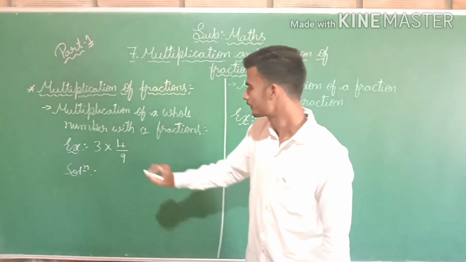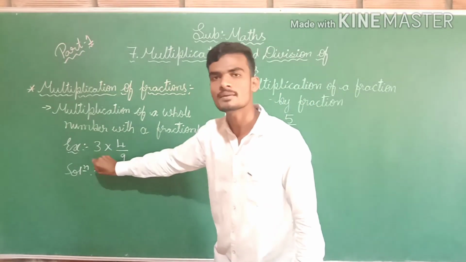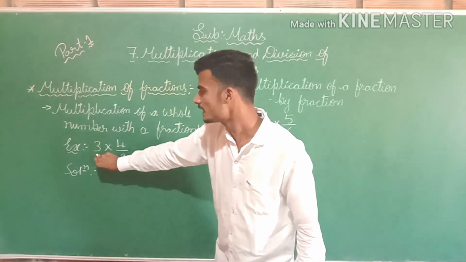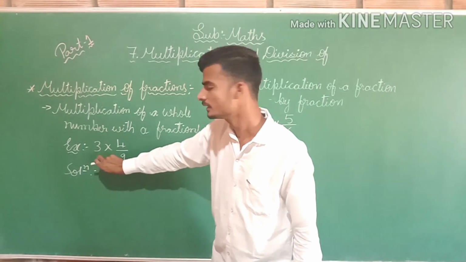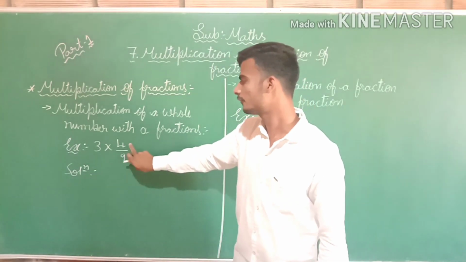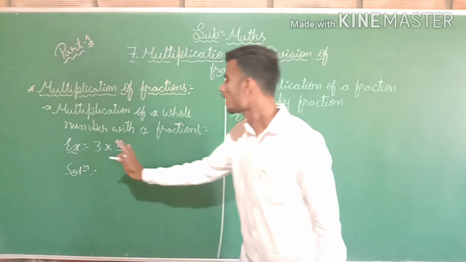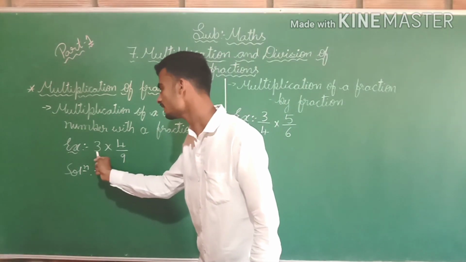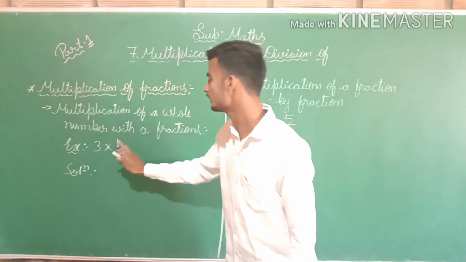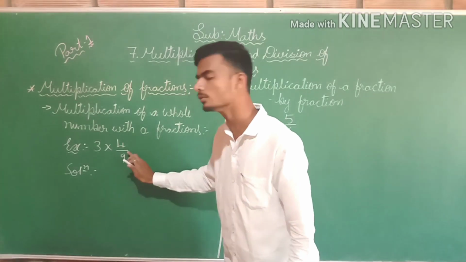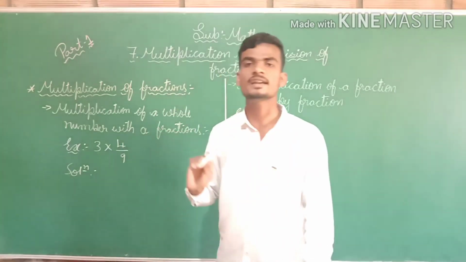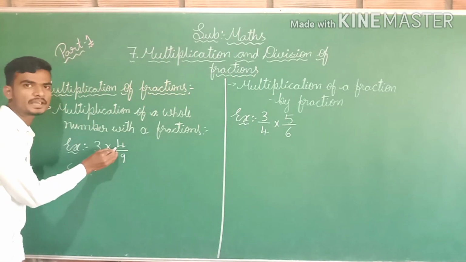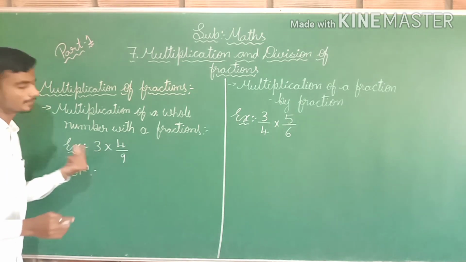Listen carefully. First, look at the whole number that is given. Here the whole number is 3, and the fractional number is 4 by 9. Then how will you multiply these numbers? Dear students, first you have to take the whole number. Then, from the given fraction, you have to take the numerator part to multiply with the whole number.